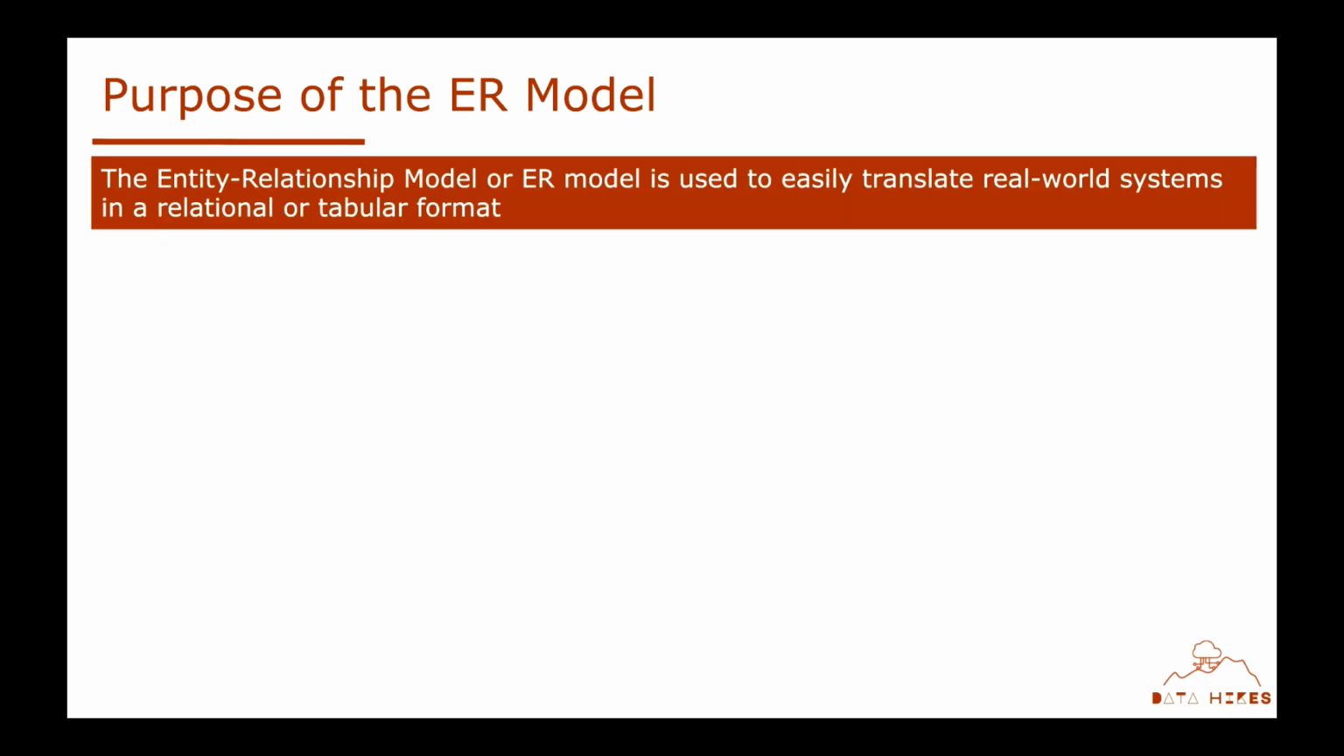Let's begin with the purpose of the ER model, or the entity relationship model. The entity relationship model is used to easily translate real-world systems into a relational or tabular format. So this basically helps us translate an idea or a concept of a database system that we have in mind into a format that would suit the relational or the tabular format. Relations and tables are used interchangeably in the context of databases.